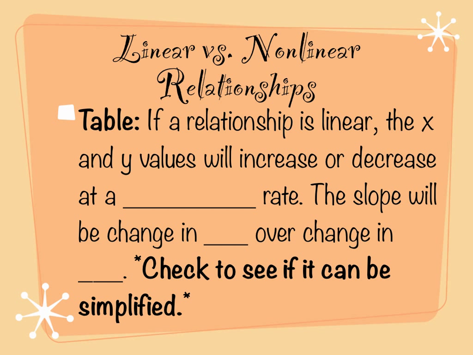A linear versus nonlinear relationship found in a table, it says if a relationship is linear, the x and y values will increase or decrease at a constant rate. The slope will be the change in y over the change in x. It's very important that you check to see if the constant increase or decrease holds when you write the slope, change in y over change in x. It would be important to see if you can simplify any of those to become the same slope.